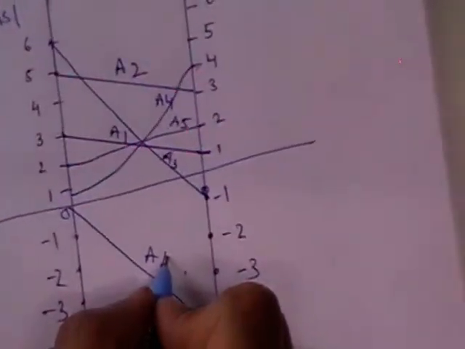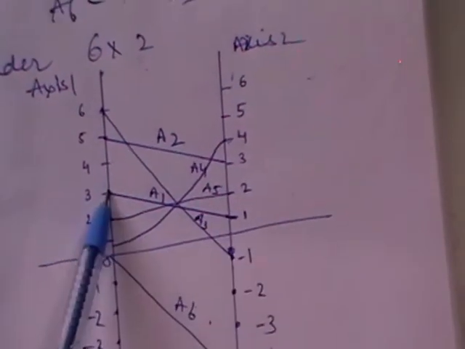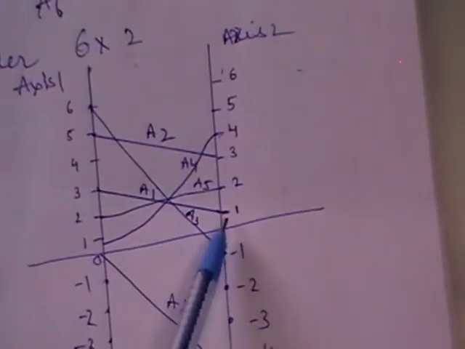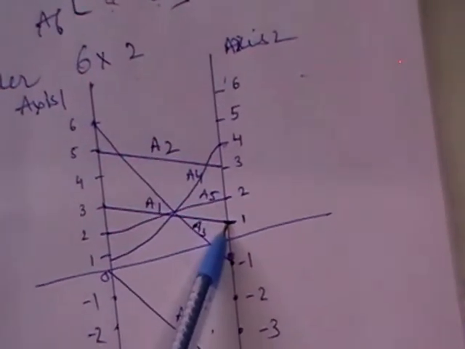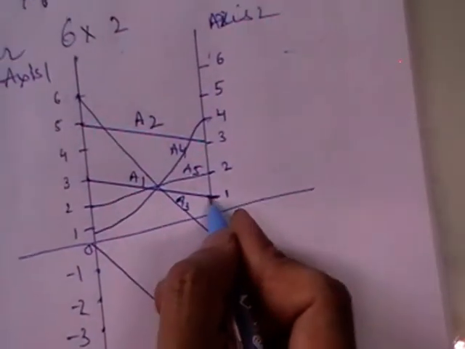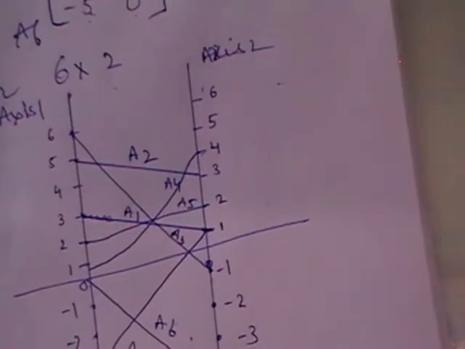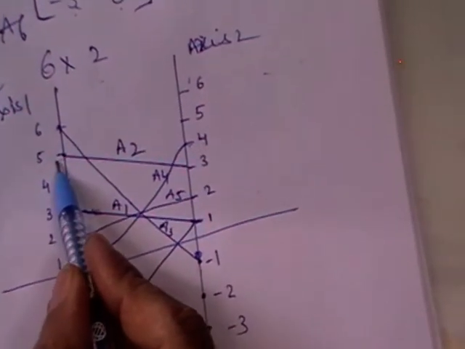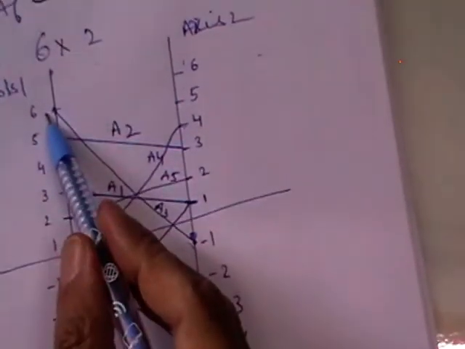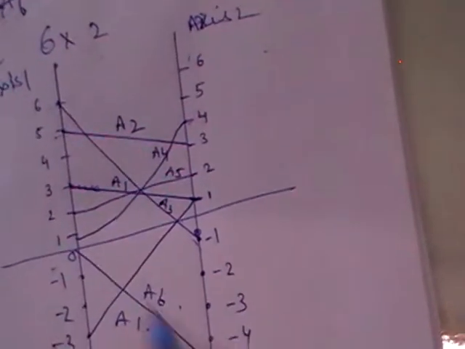So plot all the strategies as linear equations. First one, 1 to 3. A1 is 1 to 3. So x1 is 3 to 5. Next one is minus 1 to 6, 2 to 2, 4 to 1 and minus 5 to 0.